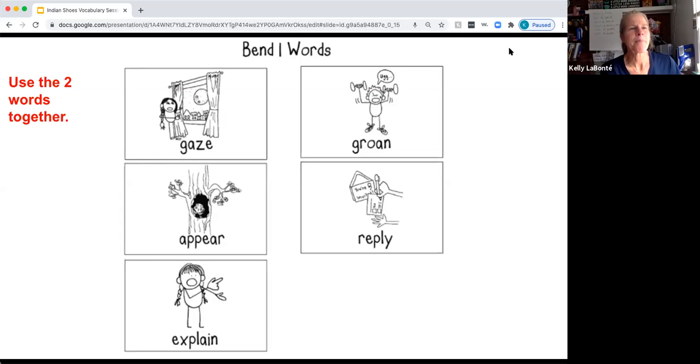We're using our vocabulary words in many different situations. Okay, here we go. Reply, groan. Turn and talk to your partner about how you could use those two words together. Reply and groan. Well, maybe some of you were saying how your mom needed a reply on whether you wanted to go do the groceries with her, but your groaning kind of gave her the answer.